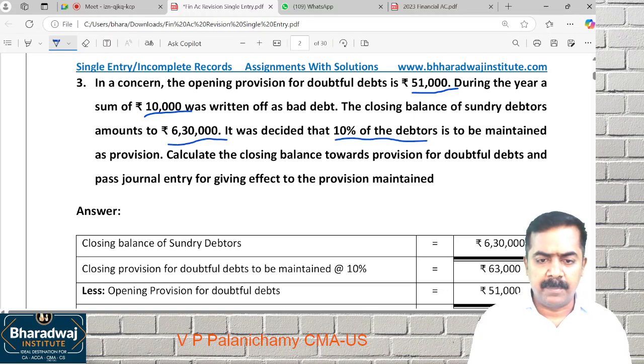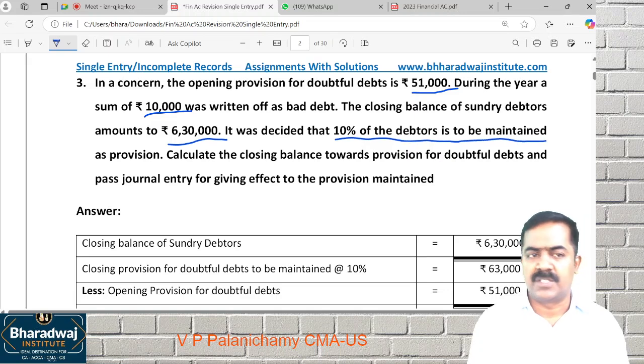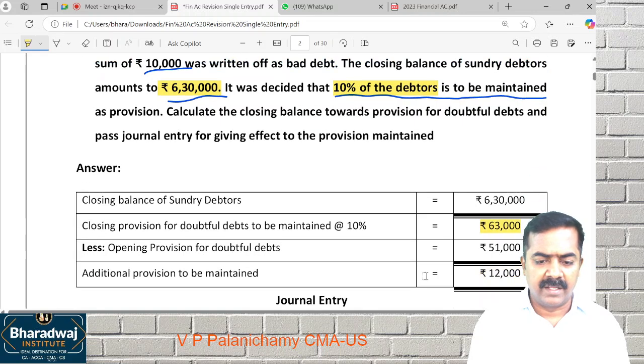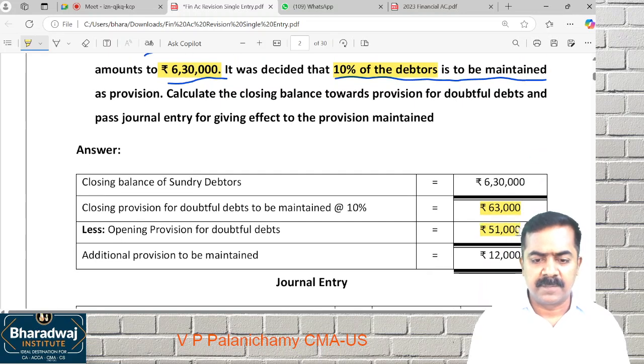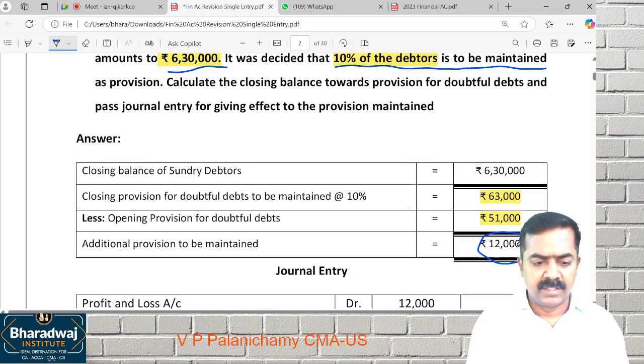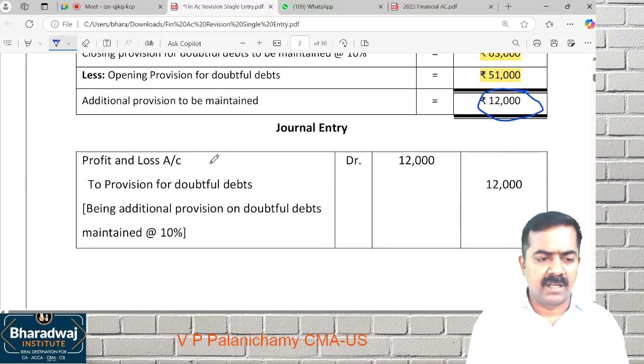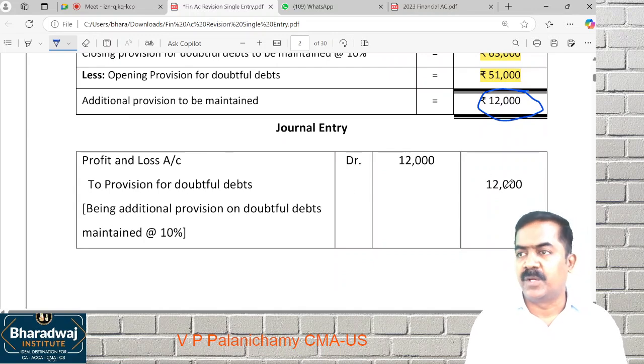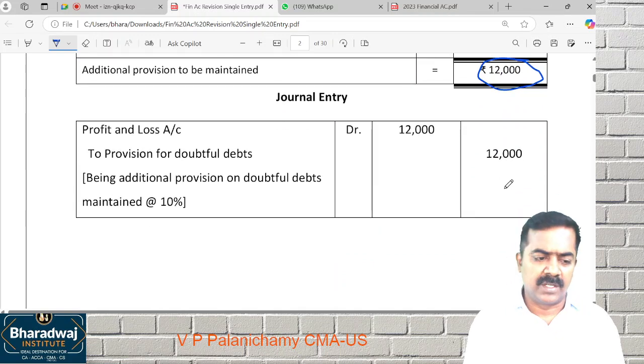6,30,000. 10% of the debtors we have to maintain as a provision, which means what will be the closing provision required? 6,30,000 into 10% will be what? The closing provision required. Minus what is the opening provision? 51,000. You have to maintain an additional provision of how much? 12,000. The journal entry will be P&L account debtor to provision for bad debts. We have to create an additional provision of 12,000.